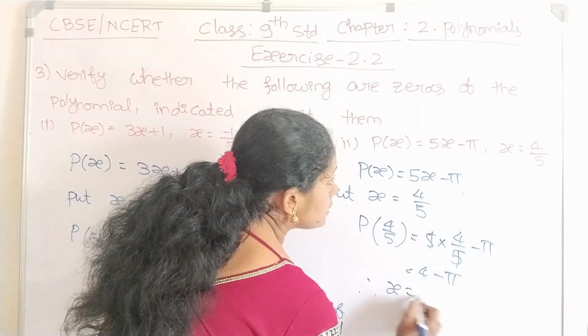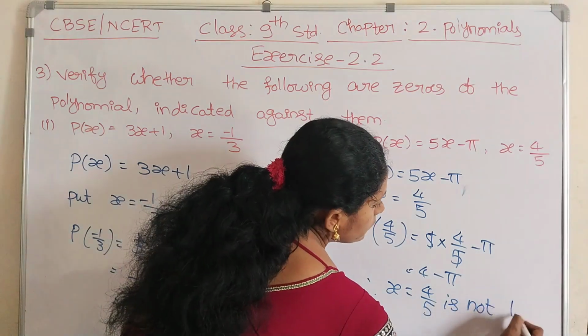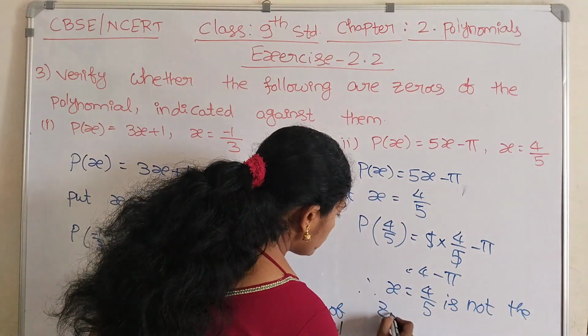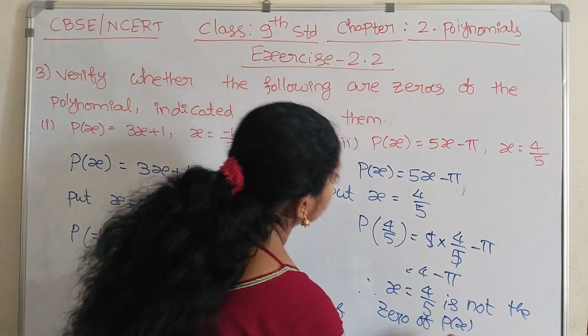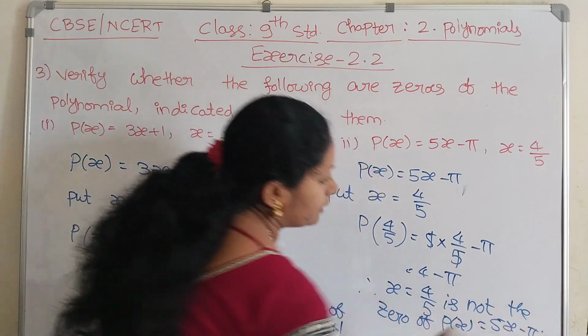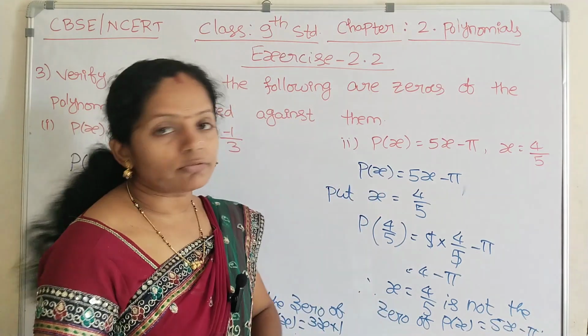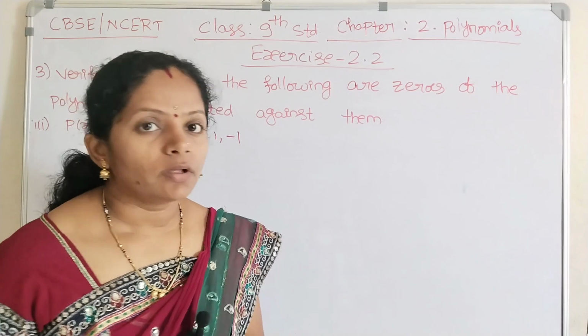Therefore, x = 4/5 is not the zero of P(x) = 5x - 5. In this way, we have to write the conclusion of this. Next question.